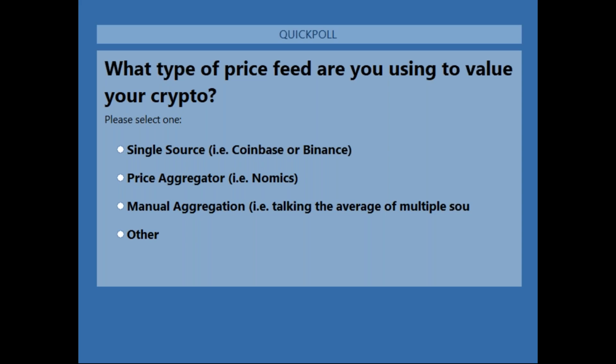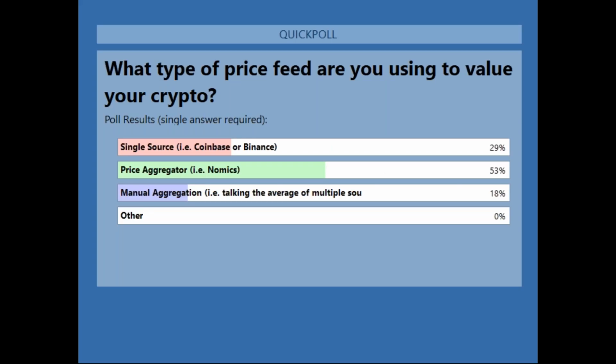So is it single source? Could be one or two, or it could be an exchange or something else. Are you using a price aggregator? Are you doing some manual aggregation work yourself? And looks like we got over 80% of responses in, so let's close it up. And you guys are doing well.